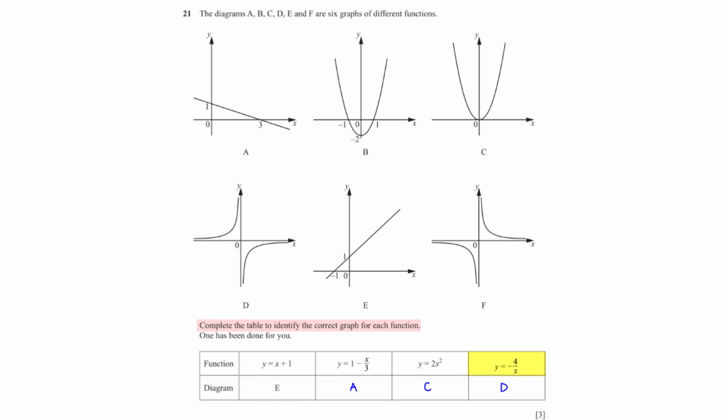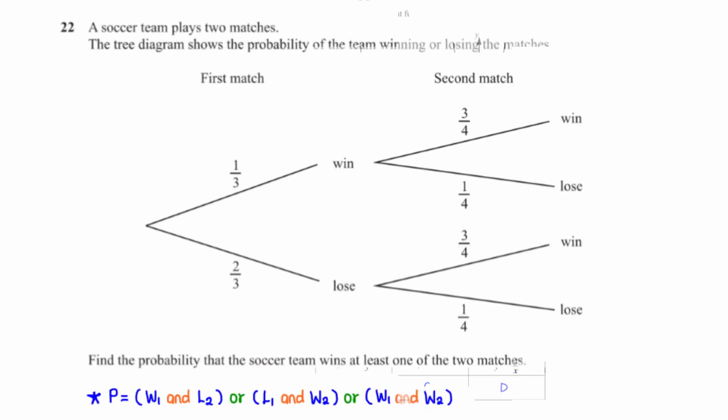Diagrams D and F have the shape of a function which has a constant divided by x. Since the function we are dealing with is negative, the curves will be in these quadrants, and so our final answer here is D.